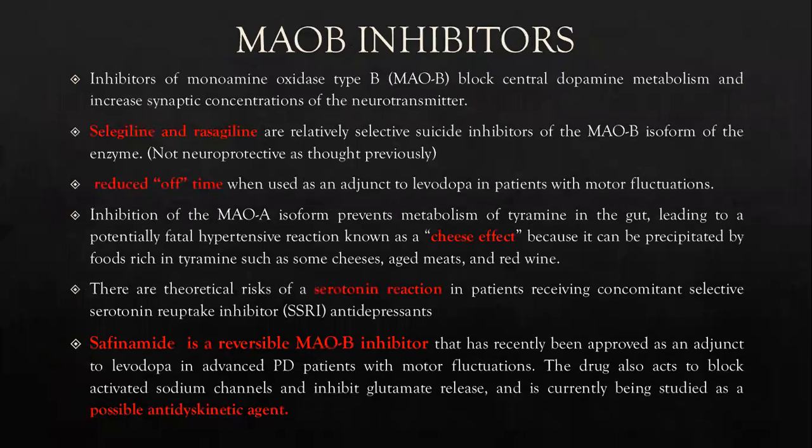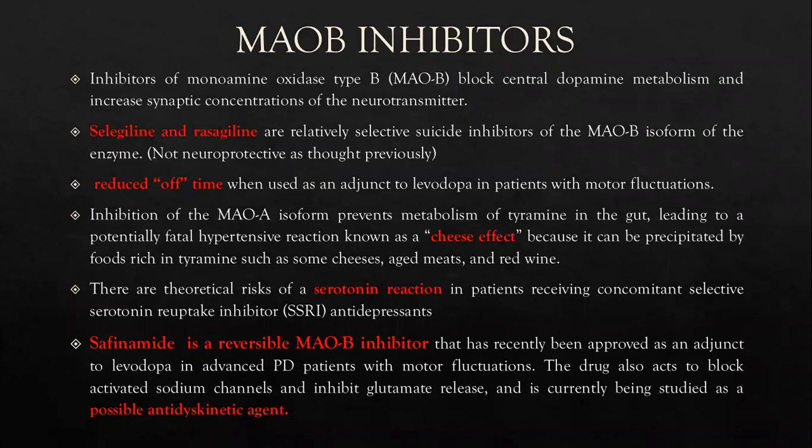Coming to the next group, MAO-B inhibitors. Inhibitors of monoamine oxidase type B block the central dopamine metabolism and increase the synaptic concentrations of the neurotransmitter. Examples of the drugs are selegiline and rasagiline. They are relatively selective suicide inhibitors of the MAO-B isoform of the enzyme. They are not neuroprotective as they were thought previously. The studies have not proven so. The main advantage is that it reduces the off time when you use it as an adjunct to levodopa.